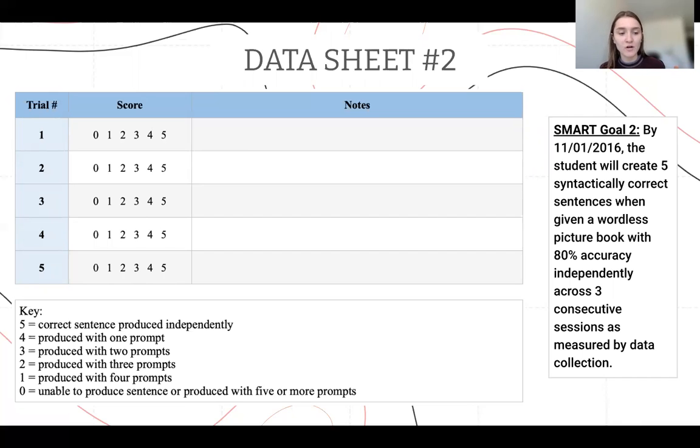So finally at 0, that's if they needed 5 or more prompts, and or if they were just unable to produce the sentence at all. And then of course there is a space for notes.